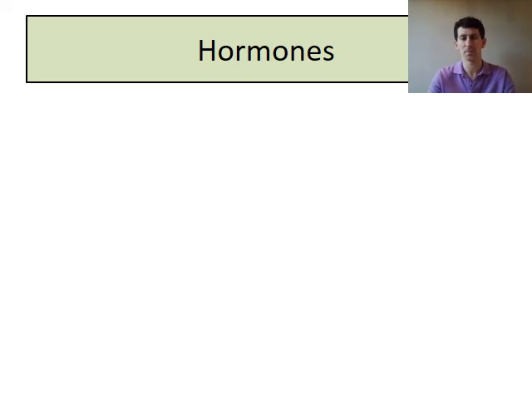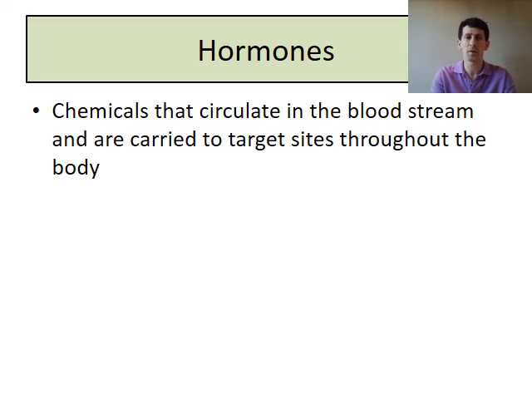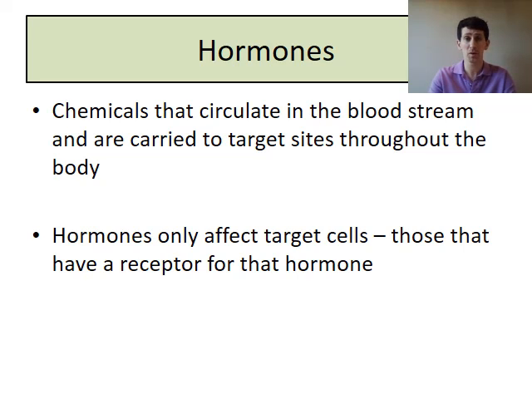So we know what glands are now. They're the things that produce the hormones. But how do we actually define what a hormone is? Well, a hormone is a chemical that circulates in our bloodstream, and it's carried by the blood to target sites throughout the body. And hormones will only affect target cells, okay? Those cells that have a receptor for that particular hormone. So adrenaline will only affect those organs that have a receptor for adrenaline. Okay, that's how it works. If the organ doesn't have the receptor for that particular hormone, it won't affect it at all.